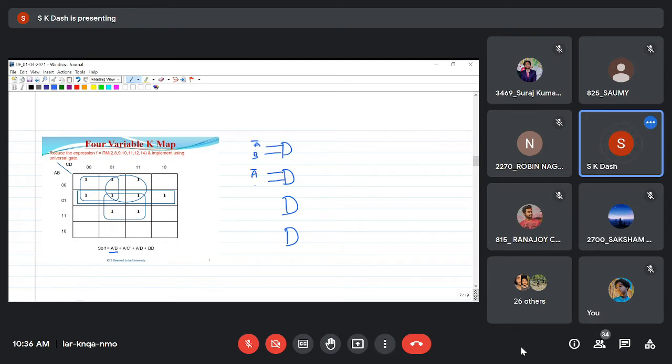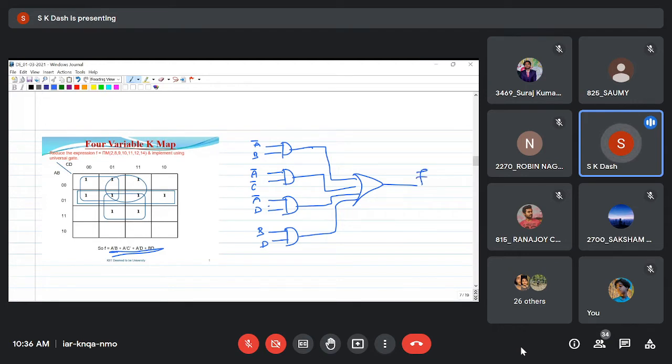So this will be A bar B. This will be A bar C bar. Third will be A bar D. Fourth will be BD. I am writing from this expression only. Then all these are added. So how can I add them? What gate is required? OR gate is required.